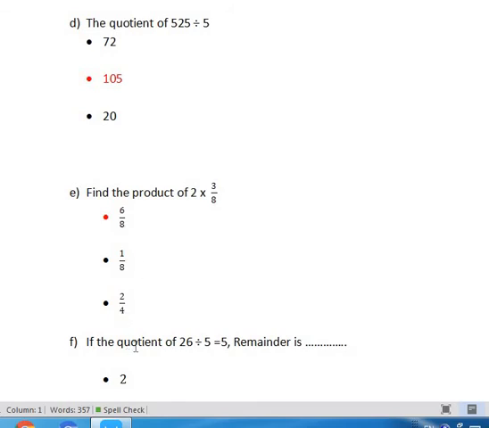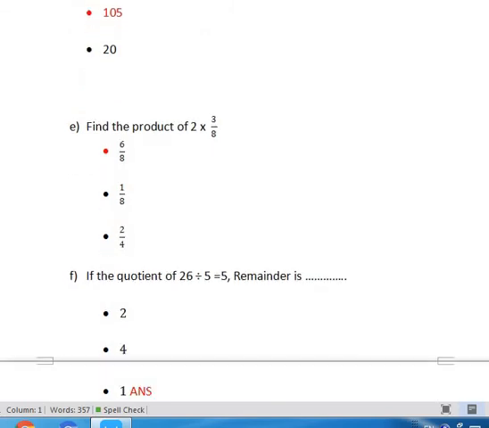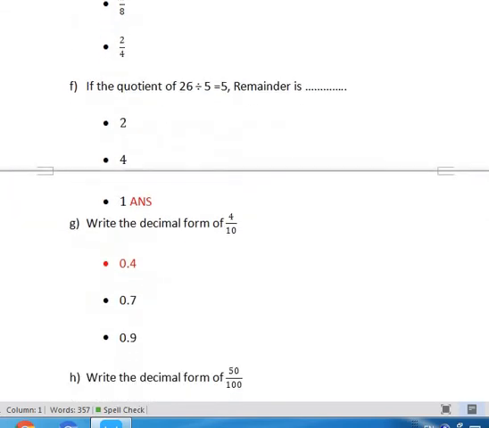I have here the quotient of 26 divided by 5 equals 5, so the remainder: 25 divided by 5 equals 5. This is the actual division that I have made. So what's the remainder here? 26 minus 25 equals 1. So my remainder is 1.